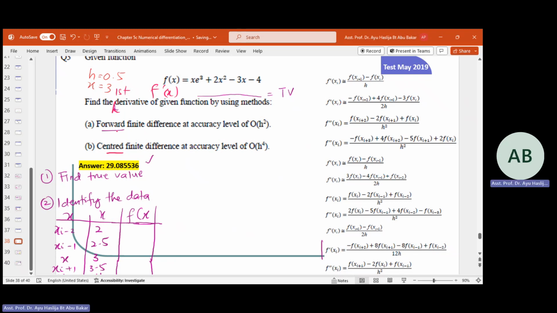Okay, now you see, for A, forward at level accuracy of O(h^2). Forward involves plus h or minus h. Plus h. This is the equation given, and this equation is not labeled. You should know which belongs to which. Okay, forward, first derivative, we find only f prime x. This refers to forward, but at level O(h).